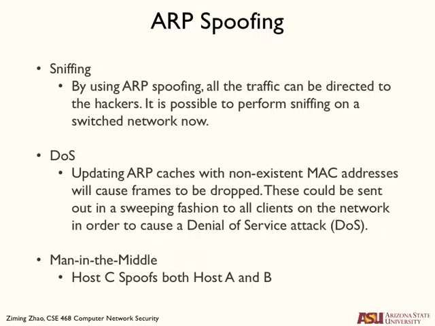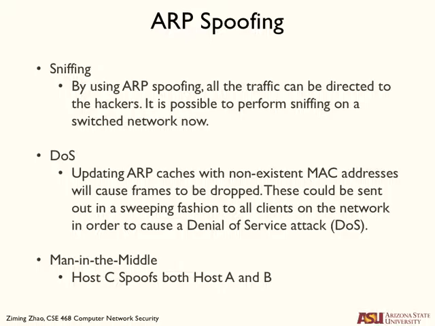So how can we use this ARP spoofing? First, we can do sniffing. All the traffic can be redirected to the hacker. As we studied in the first class, if we are using a hub, the hub will duplicate all the packets and send them out to all the physical ports. But if we are using a switch, the switch is not going to duplicate all the packets and send them out to all the ports. It will only send the packets to the port associated with the packet's destination MAC address. So if host C doesn't do an ARP spoofing attack, he cannot really listen to the communication between host A and host B.